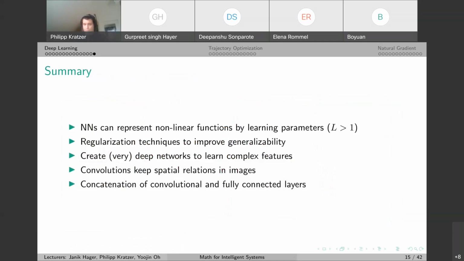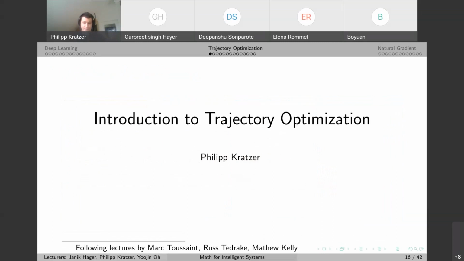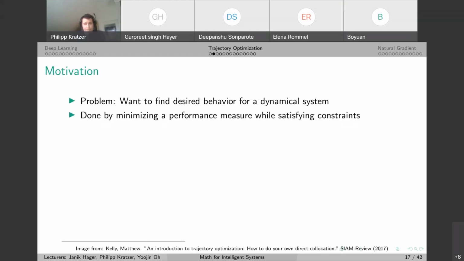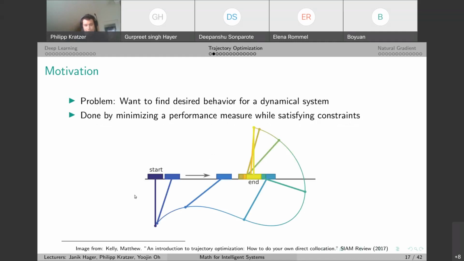There are no further questions, so I would continue with the second part, which is a small introduction to trajectory optimization. In trajectory optimization, we want to find a desired behavior for the dynamical system. This is done by minimizing a performance measure while we satisfy constraints.